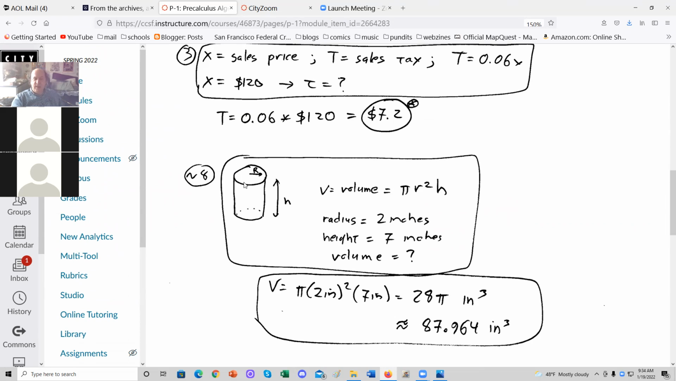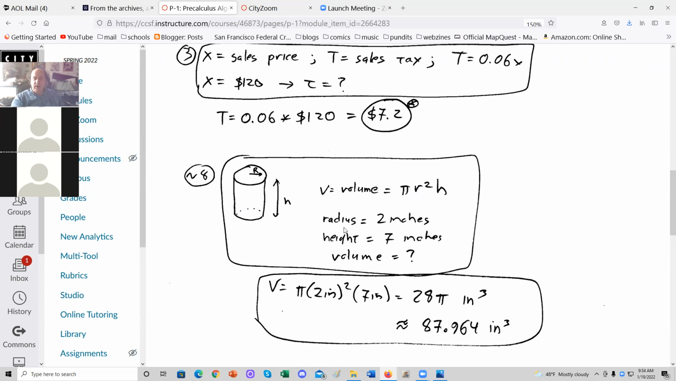Here we have a cylinder with radius r and height h. The volume V is pi r squared h. Pi is a special constant of mathematics, approximately 3.14159. What is it? Okay, so here this is V equals pi r squared h.